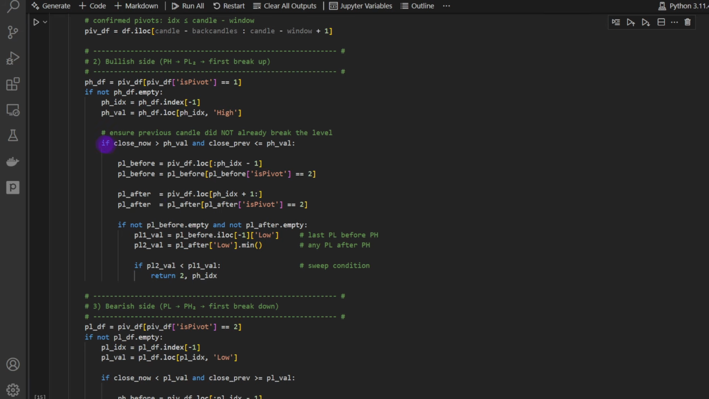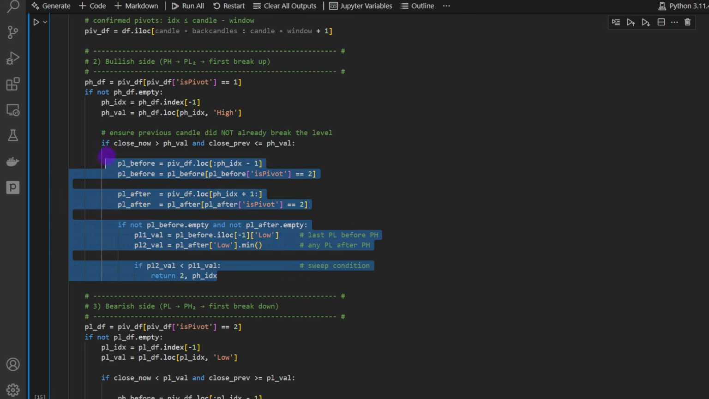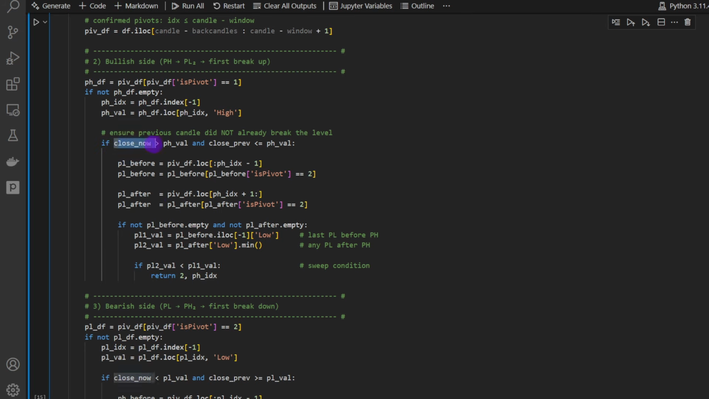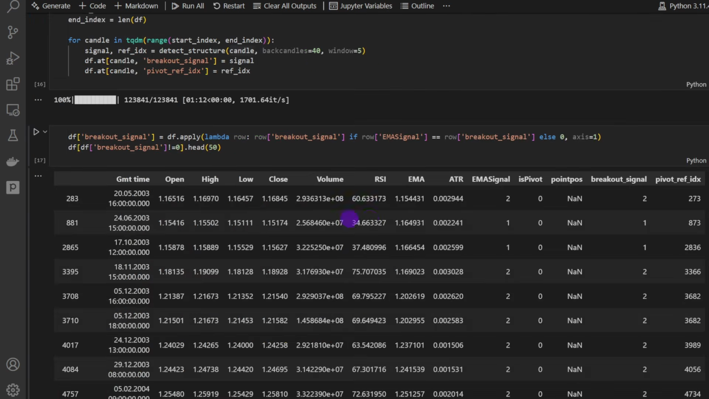Remember that the breakout is detected in this condition. If the current closing candle is above the last pivot high value, and the previous candle was below the pivot high value, so it didn't really do the breakout, then we're catching the breakout as soon as it's happening. We then confirm if we have a sweep condition, or liquidity sweep. In this case, we return 2, that's a bullish breakout, and we also return the index of the candle where it's happening, to be able to plot it later when we visualize those signals.